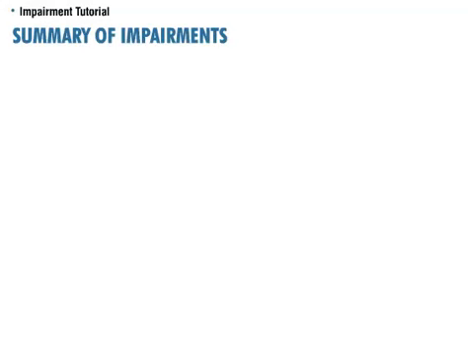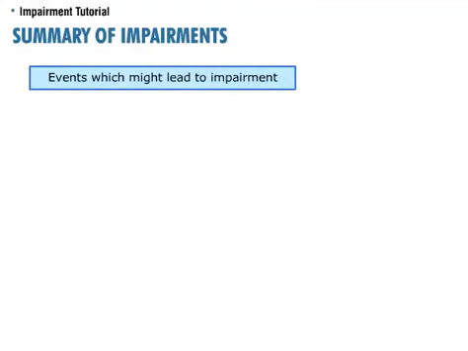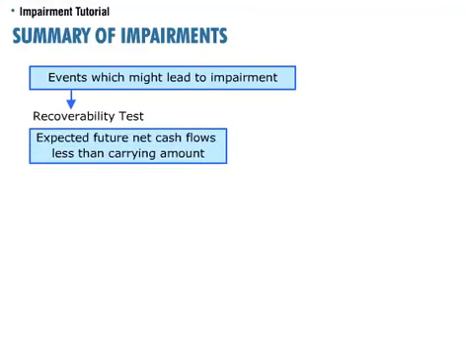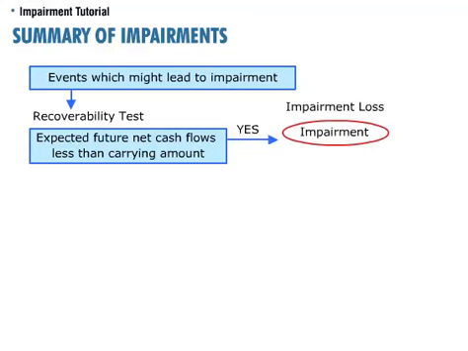You are now ready for a complete summary of impairments. The starting point is to look at events or circumstances that might lead to an impairment. If, based on all available events and circumstances, an impairment may exist, a recoverability test should be performed. Under the recoverability test, if the expected future net cash flows are less than the carrying amount of the asset, an impairment has occurred. If the expected future net cash flows are not less than the carrying amount of the asset, no impairment has occurred.